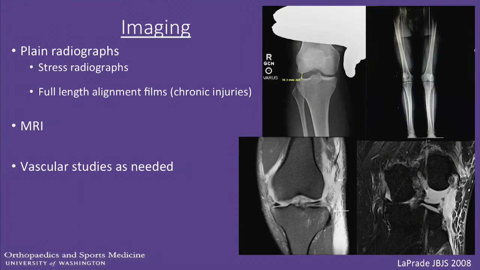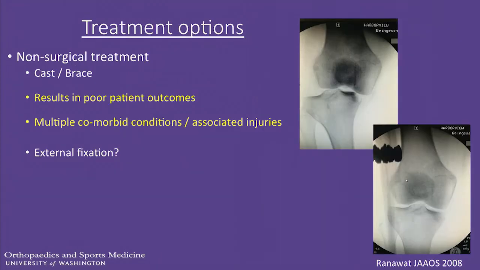Imaging, I won't belabor as well because we've talked about all that, but you get standard x-rays. Dr. LaPrade has done a great job informing us about the importance of stress radiographs, and you can look up some of his papers on what the values are before you have certain types of injuries or certain grades of injury in the posterolateral corner. For chronic injuries, alignment is of concern. If you're going to reconstruct them, you have to make sure that you don't have malalignment, and so full-length standing films are important as well. And MRI is kind of the standard for imaging because it allows you to see so much of the knee, what's going on with the meniscus, the cartilage, any other associated injuries.